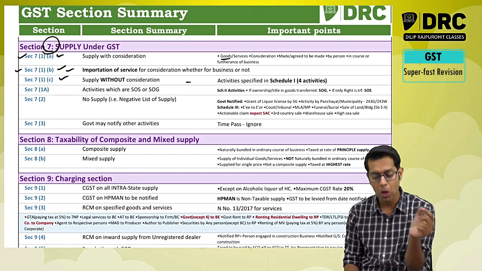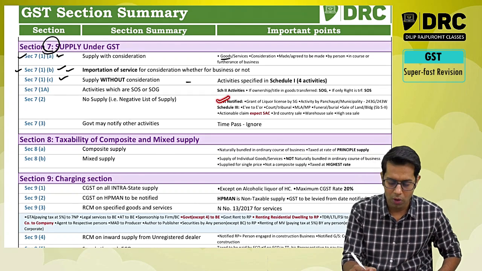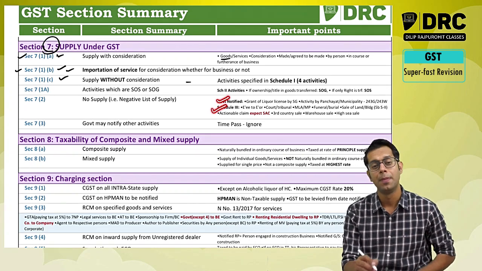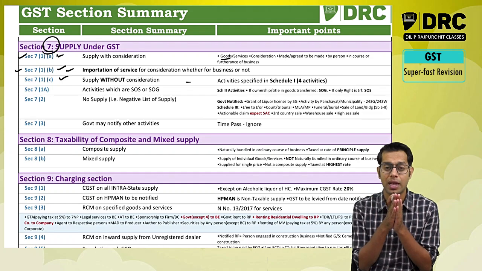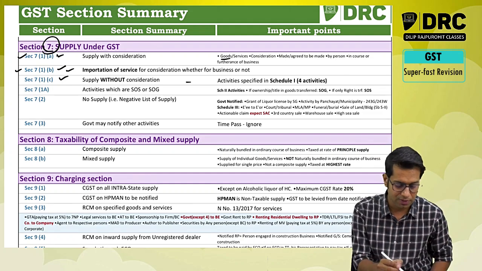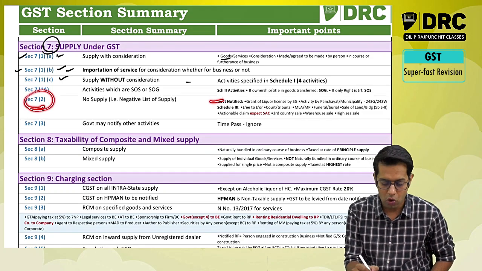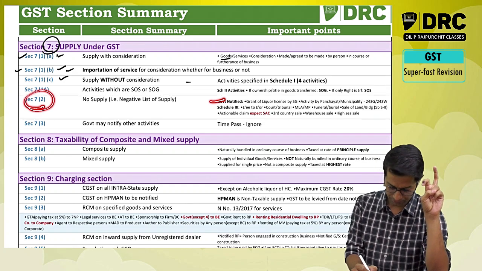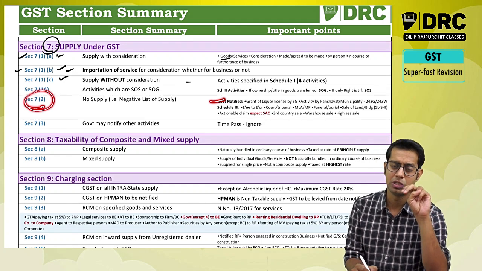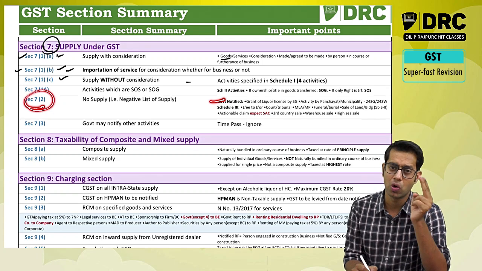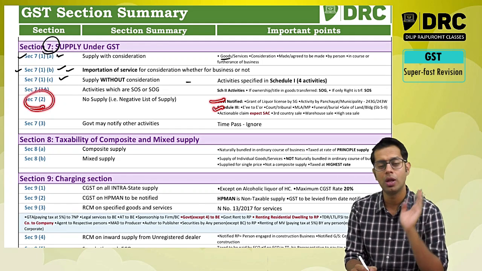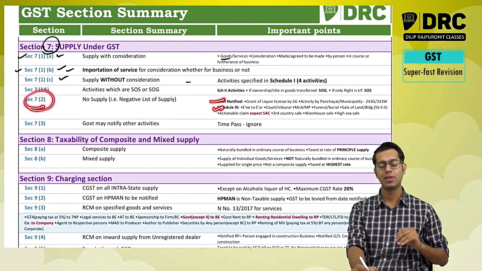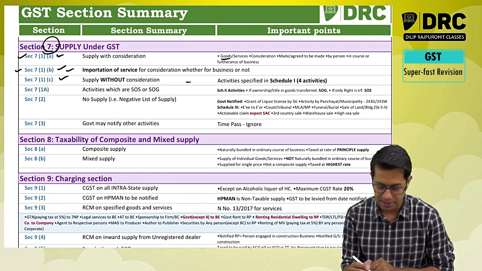Then section 7 subsection 2 talks about the negative list of supply or no supply. There are government notified and schedule 3 activities, meaning activities which are neither treated as supply of goods nor supply of services. Government has notified 2 activities: grant of liquor license by state government and activities performed by panchayat or municipality under article 243G or 243W. Then schedule number 3 gives a list of totally 9 activities which will not be treated as supply. Which are these activities, sir?